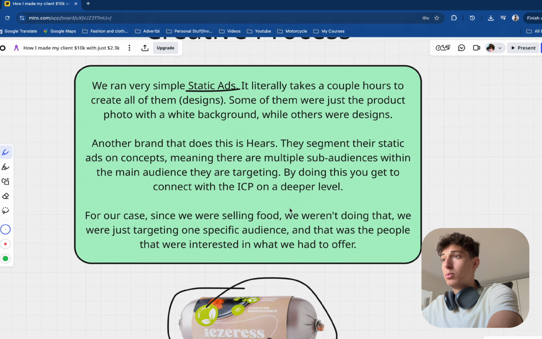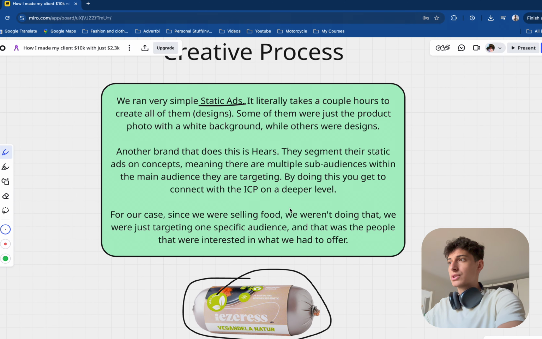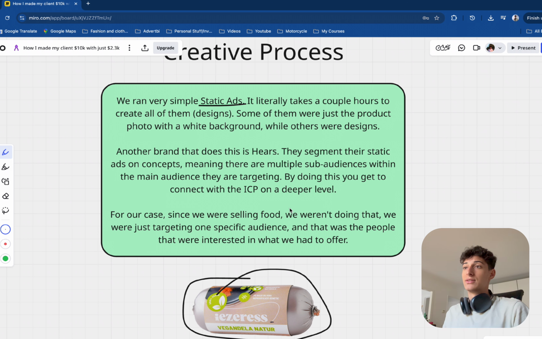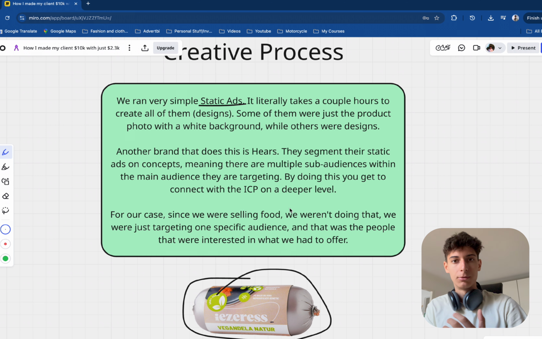Now, another brand that does this is Here's. So they segment their static ads on concepts, meaning there are multiple sub audiences within the main audience they are targeting. So they have their own product, which is some type of headphones that protect your ears so that you don't lose your hearing. And their product targets multiple people. So it targets people that go to the club because music is loud in clubs. And you can have hearing loss, you can damage your ears with it. So you take their product and it helps you.